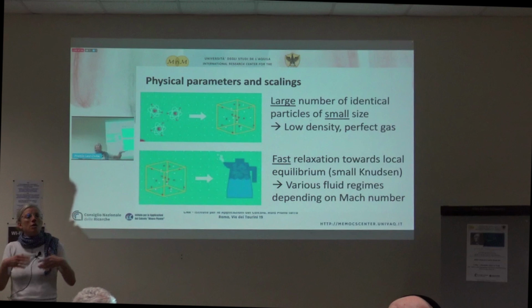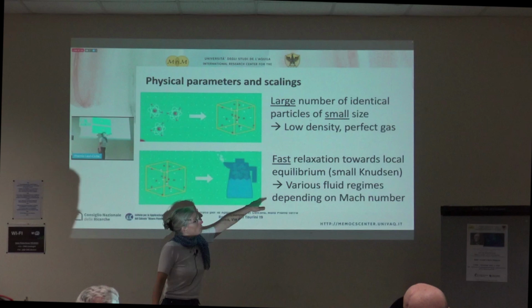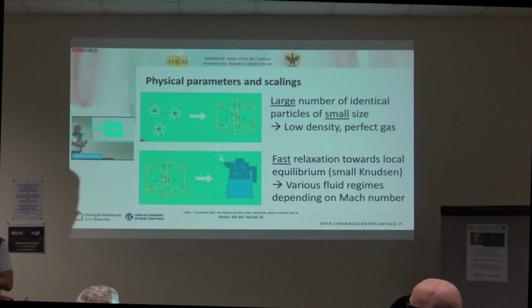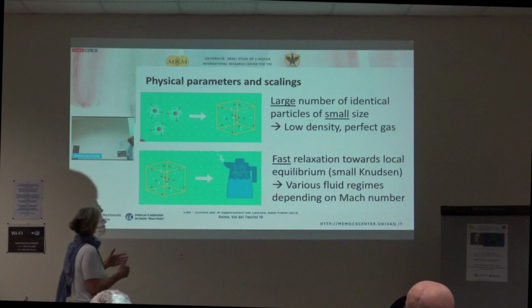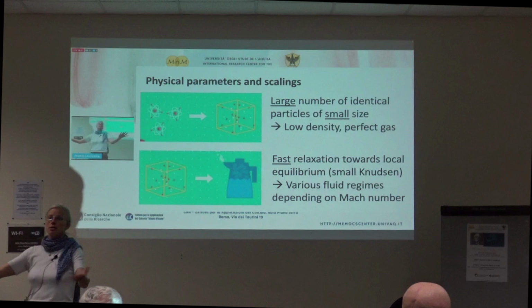Okay, so now the small parameter here is what is called the Knudsen number, and it measures the ratio between the mean free path, the typical distance that a particle travels between two collisions, and the typical length of observation. So this mean free path has to be really, really small. What you expect is that this fluid approximation will be good if you are observing your gas at a scale which is much bigger than the scale where you have these collisions.